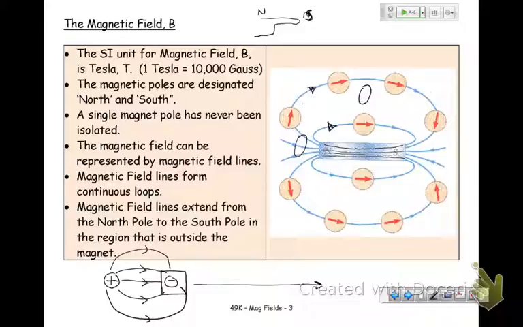But beyond that, we can still use this idea of flux, and we can still use this idea of flux density, and we can go on from that. It's just that there are slight differences between the two systems. We say that the SI unit for magnetic field B is the Tesla. A Tesla is a huge size of magnetic field.